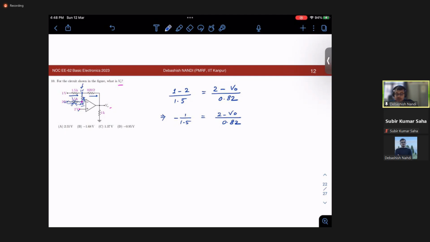So 0.82 divided by 1.5, and so I get minus 0.55 is equal to 2 minus V0. That means V0 will be 2.55 volt, right? So this is your right answer.